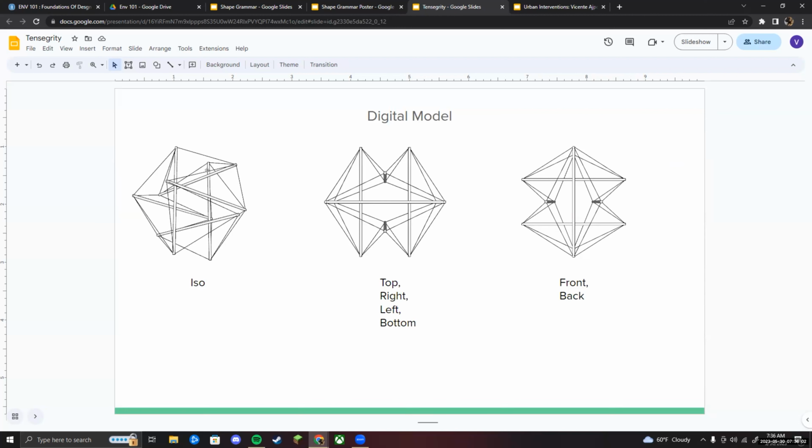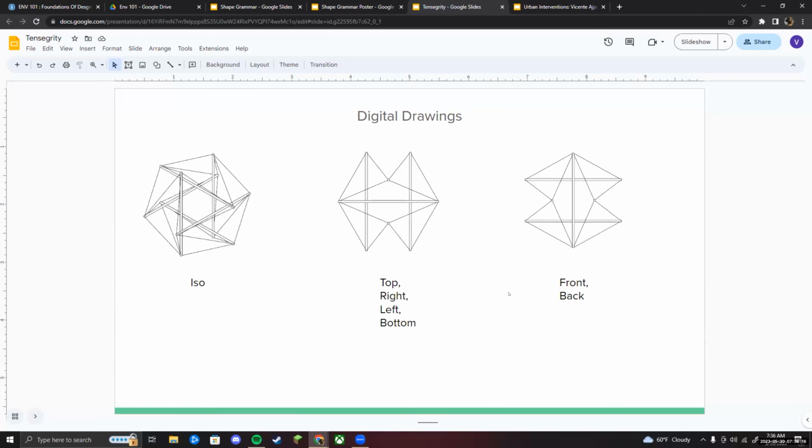On SketchUp, I did the digital model. This right here is the isometric view. The top, right, left, and bottom all have the same views, and front and back also have the same views. This is a digital drawing, pretty similar, just it doesn't have the perspective on it.